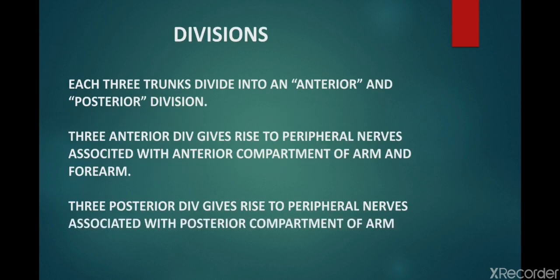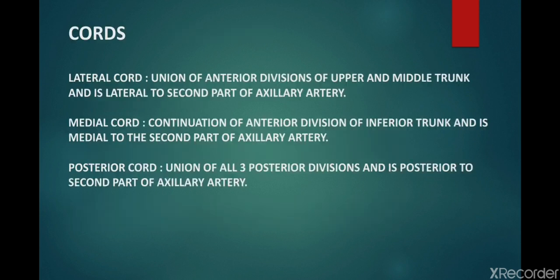and of course the nerve to subclavius supplies the subclavius muscle. Now coming to the divisions, every single trunk divides into an anterior and posterior division. Why we're saying this here is that all three anterior divisions give rise to peripheral nerves which are going to be associated with the anterior compartment of arm and forearm. So just how you could remember is anterior division is associated with the anterior compartment of arm and forearm, and similarly the posterior divisions give rise to peripheral nerves which are associated with the posterior compartment of arm.